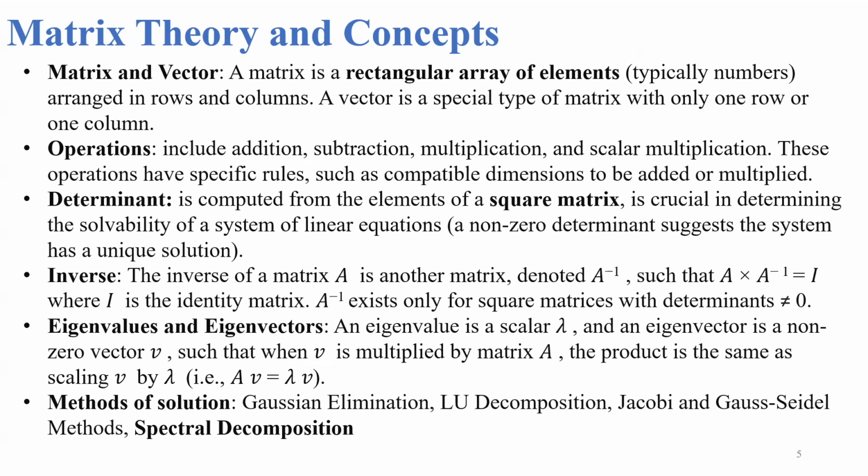Now, very important concepts are eigenvalues and eigenvectors. An eigenvalue is a scalar, lambda, and its eigenvector is a non-zero vector, v, such that when v is multiplied by matrix A, the product is the same as scaling v by lambda, or in other words, Av is lambda v. So this is especially useful where you have to get the eigenvalues, which are basically the diagonal components of a matrix, and the others are zeros, for example.